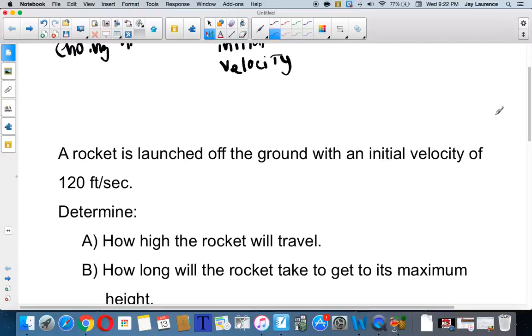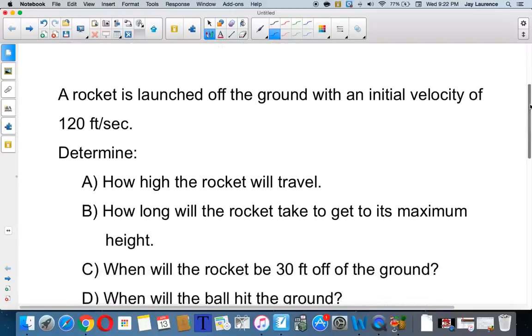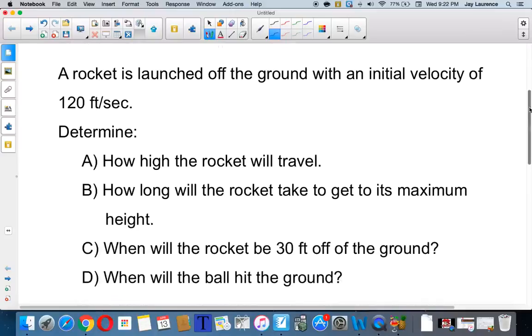All right, so let's see a couple of problems here. It says a rocket is launched off the ground with an initial velocity of 120 feet per second. Determine how high the rocket will travel. How long will the rocket take to get to its maximum height? When will the rocket be 30 feet off the ground? And when will the rocket, oop, that says ball, silly Mr. Lawrence. It's a rocket. When will the rocket hit the ground?